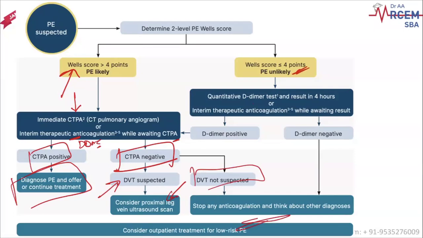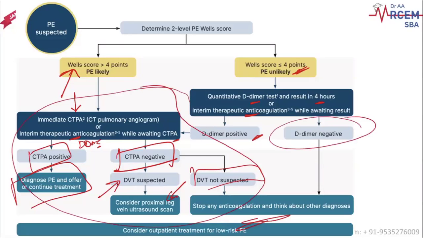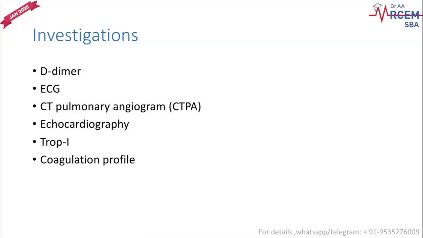If PE is unlikely, then get a D-dimer done within 4 hours. Same as DVT, what we talked about, in PE also we say within 4 hours. If within 4 hours you're not able to get it done, then start therapeutic anticoagulants while waiting for the result. If D-dimer is positive, you get into this algorithm, same thing, no changes. If D-dimer is negative, you rule out PE and think of some other diagnosis. So PE is unlikely: stop the anticoagulants if you have started them and think of another diagnosis.